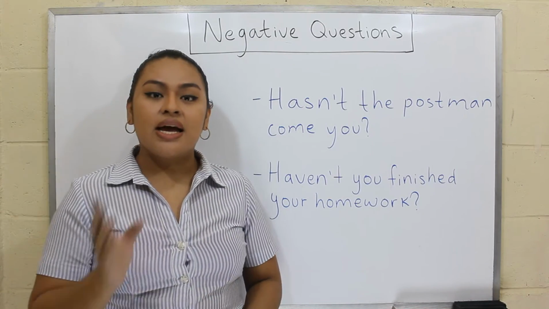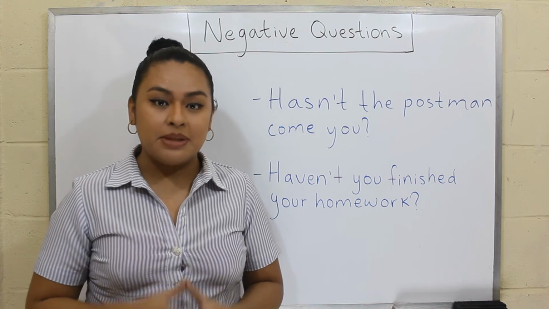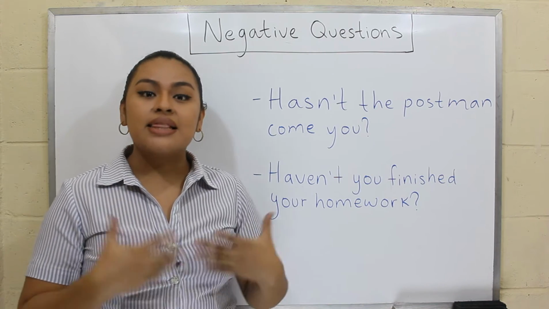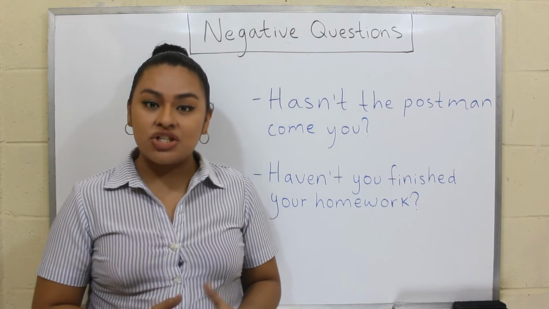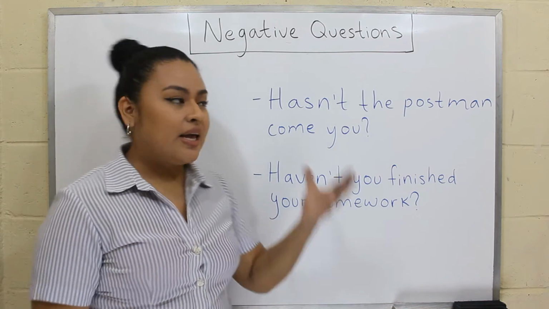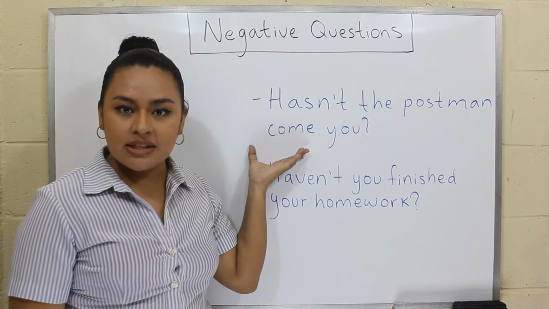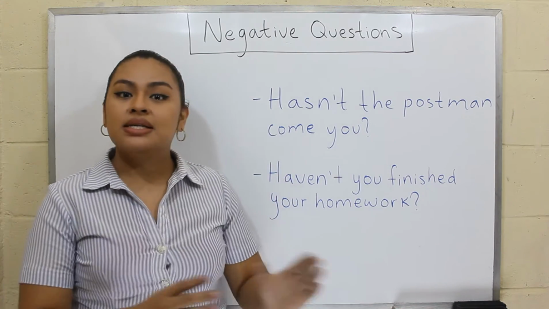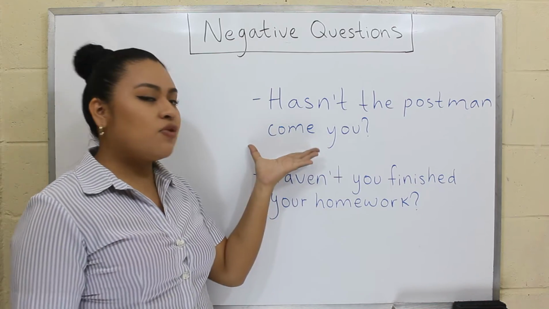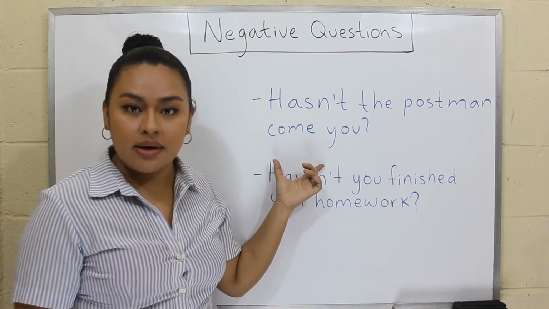Negative questions can also be used when asking for a confirmation of a negative belief. In this case, the speaker is surprised that an action has not happened or is not happening. Here we have two examples. Hasn't the postman come yet? In this example, the speaker is asking a negative question to confirm that the postman hasn't come.